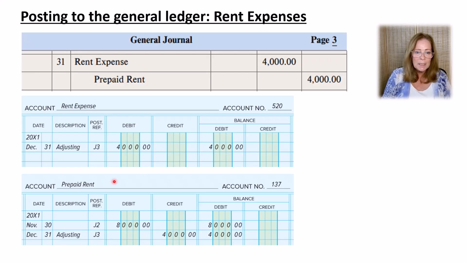The account we now need is prepaid rent. This account already has activity and a balance of $8,000. So write the date into the date column, adjusting into the description, the journal entry page number J3 into the posting reference column, and the credit of $4,000 into the credit column. We now need to calculate the new balance, which is $4,000.